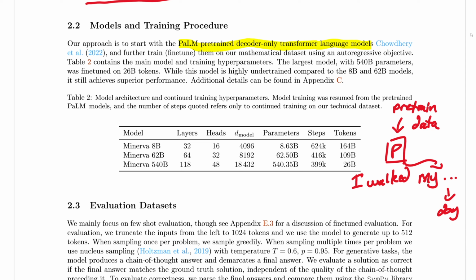This is very standard. But then they take this pre-trained model right here and they go into stage 2, and stage 2 is, well, it's the same thing.